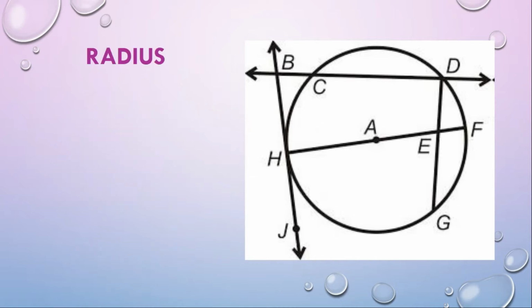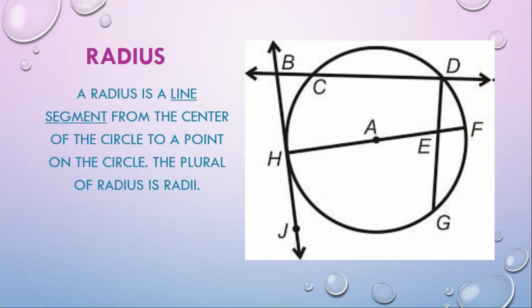Next, we have the radius. A radius is a line segment from the center of the circle, dito daw sa A, hanggang sa any point on the circle. The plural form of radius is radii. Now we have, for example, AF and AH. Take note, line segment.